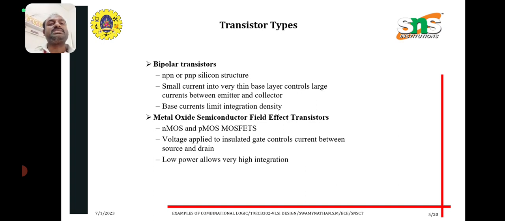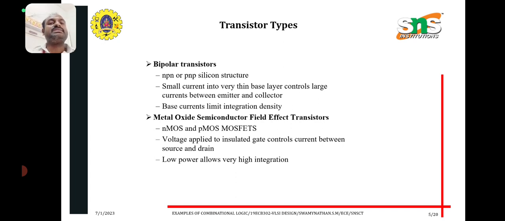Next, regarding transistor types, we have the bipolar transistor. The name itself gives the reason: bipolar means it has two poles. One is NPN, another is PNP. NPN means N-type regions on both sides with a P-type region in between. PNP means P-type regions on both sides with an N-type region in between.